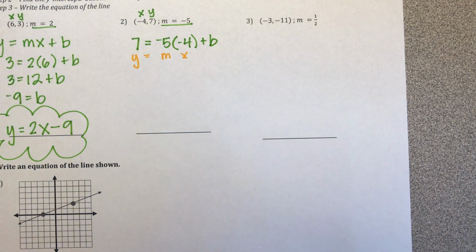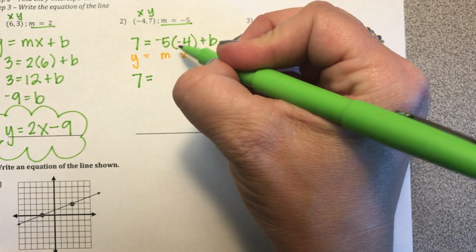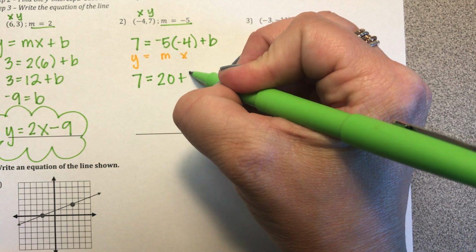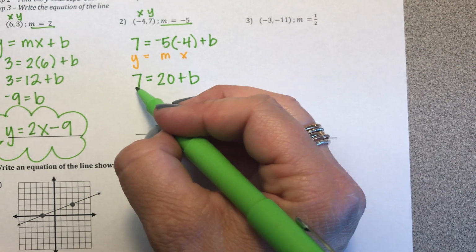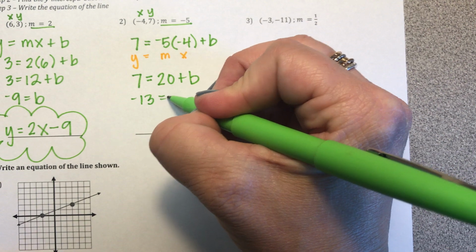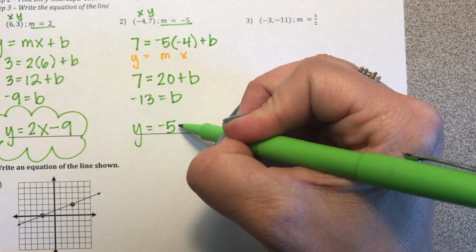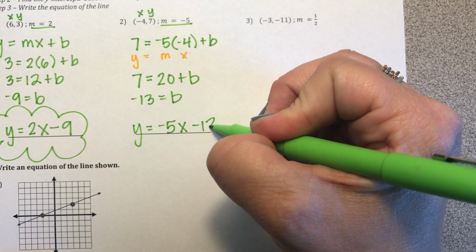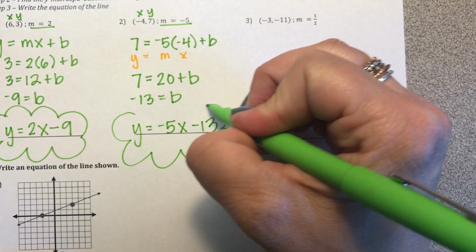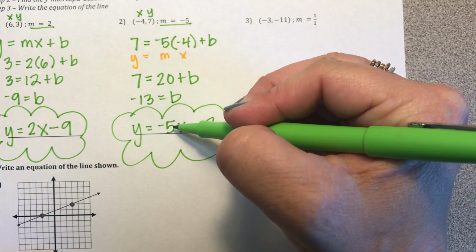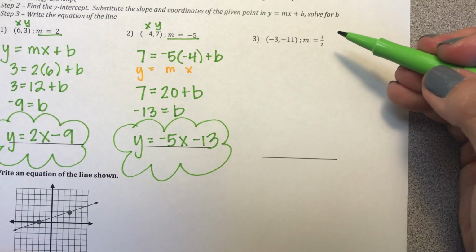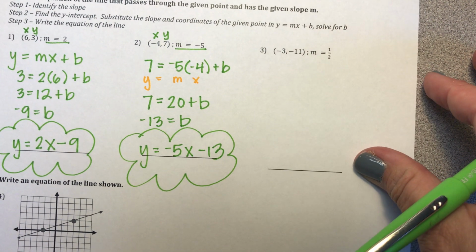So what I'm going to do is distribute, or multiply, that -5. So 7 equals 20 plus b. I subtract 20 to get -13 is b. So y would equal -5x minus 13. The m I was given, the b is what I found. And then we have one more.